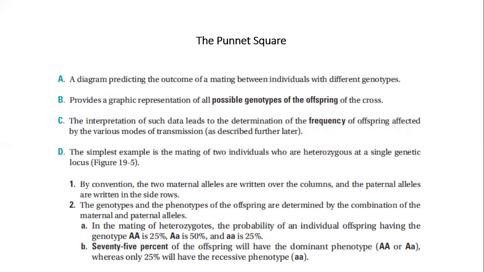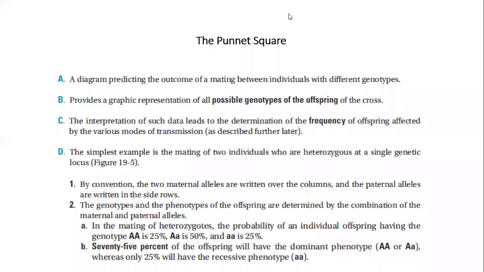What is the Punnett square? This is a diagram predicting the outcome of a mating between individuals with different genotypes. It provides a graphic representation of all possible genotypes of the offspring of the cross. The interpretation of such data leads to the determination of the frequency of offspring affected by various modes of transmission. The simplest example is the mating of two individuals who are heterozygous at a single genetic locus. By convention, the two maternal alleles are written over the columns.